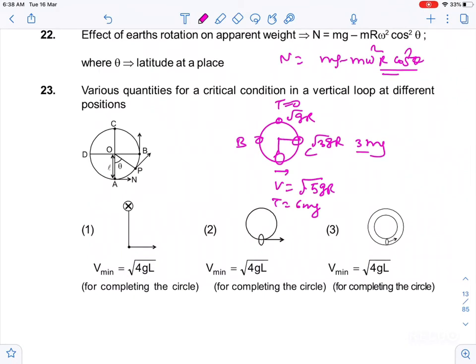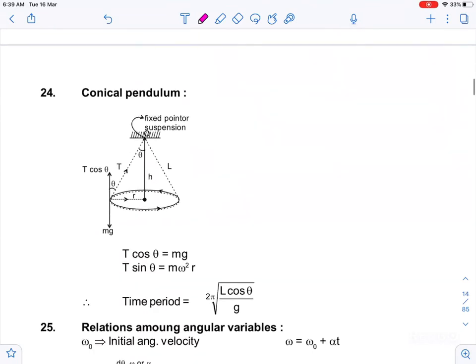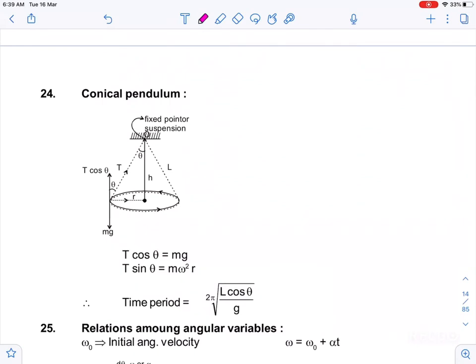Now guys, if a rod is given, in order to complete the circle, the vertical loop may be completed by velocity under root 4gl, or under root 4gr. You can write r if you take it here; they have taken l, so that's why. So you have to keep in mind that if this is a rod, this is the case, and if this is a string, you have to keep the other thing in mind.